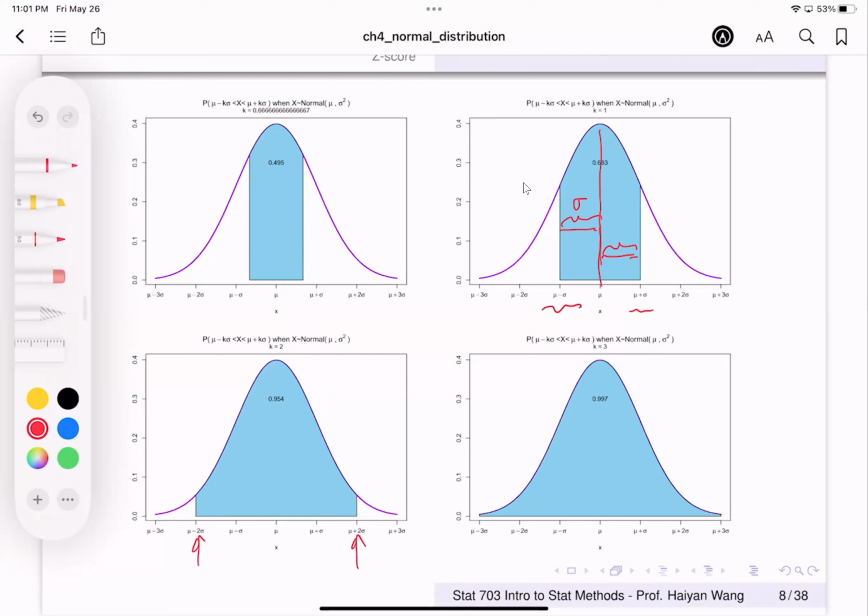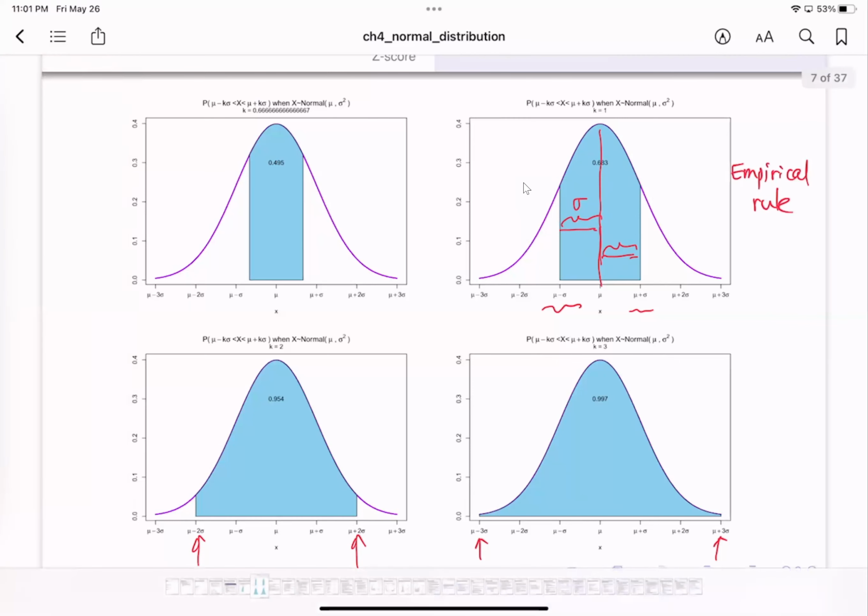Now, the last panel on the lower right, between 3 standard deviations below and above the mean, the entire area is 99.7%. So basically, almost all the probability is within 3 standard deviations around the mean. What's shown on this slide, these 4 pictures, they are basically the empirical rule. The empirical rule basically says how many standard deviations away from the center gives what probability.